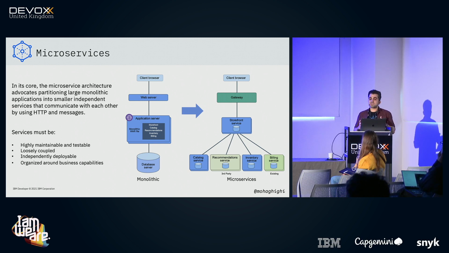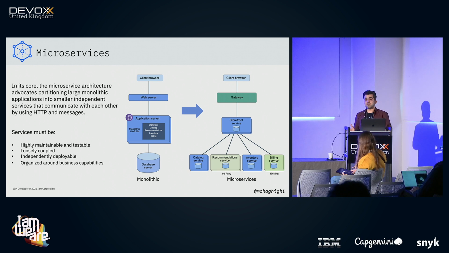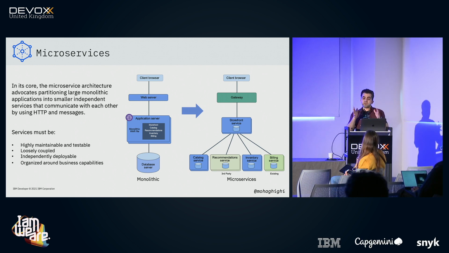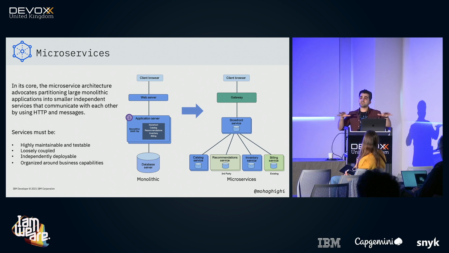Microservices architecture basically addresses all the liabilities that are inherent in monolithic applications. And I'm going to talk about monolithic applications shortly, because that's the traditional way of building and deploying an application. Microservices architecture says you've got to partition large monolithic applications into smaller, independent services that can communicate with each other using HTTP and messages.